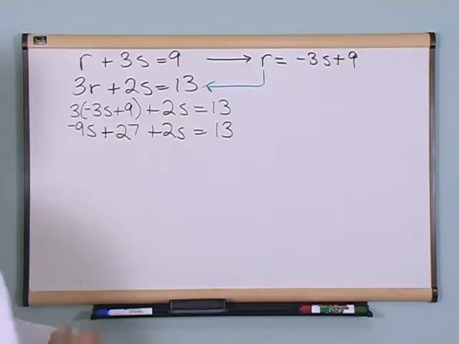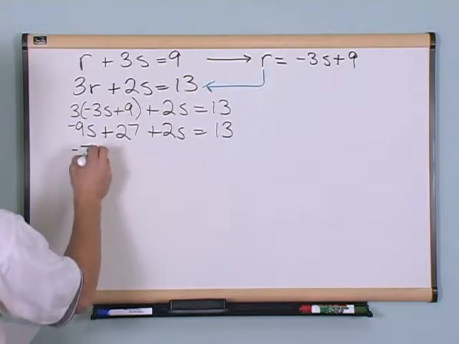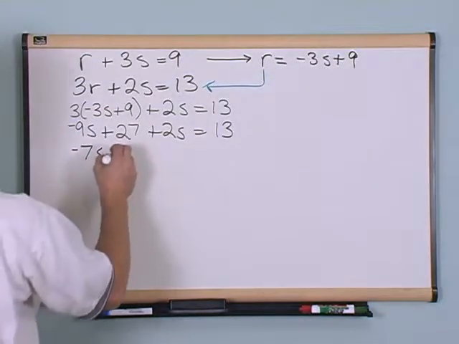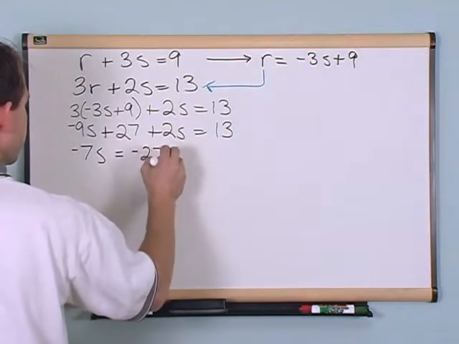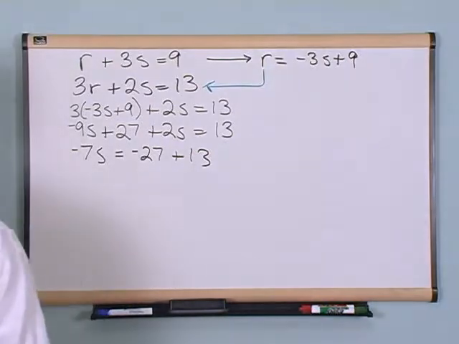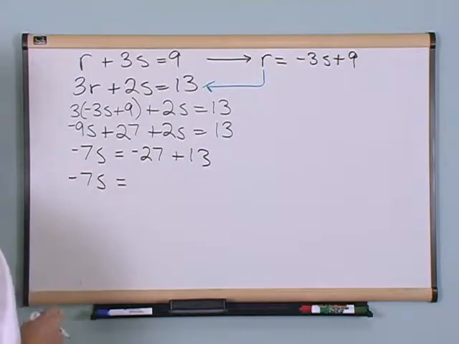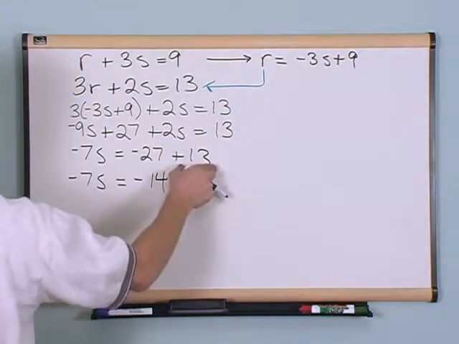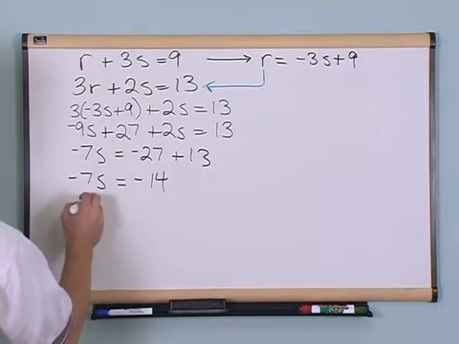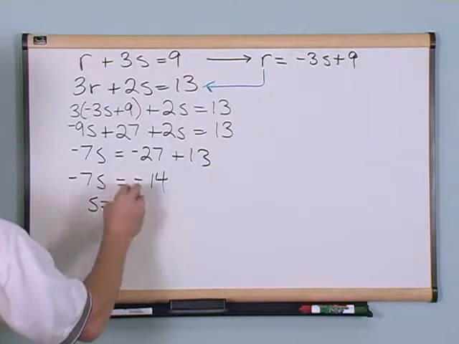I can combine my negative 9s with my 2s, and I'll get negative 7s. And I can just move this 27 over here by subtracting 27. I'll have negative 27 plus 13 on the other side. And what I'll be left with is negative 7s is equal to negative 14. If you take negative 27 plus 13, you'll get negative 14. So then s is equal to, I'll divide by negative 7 on both sides, a positive 2.